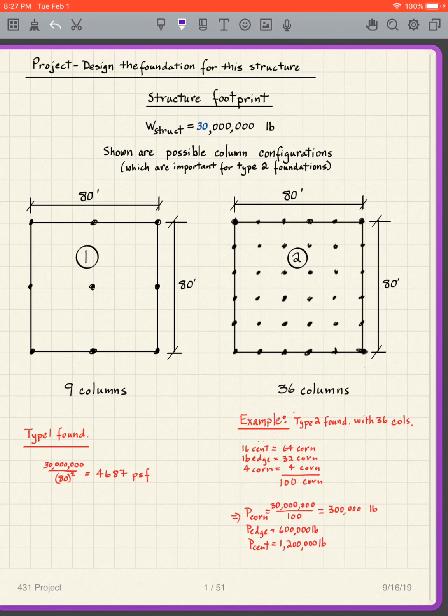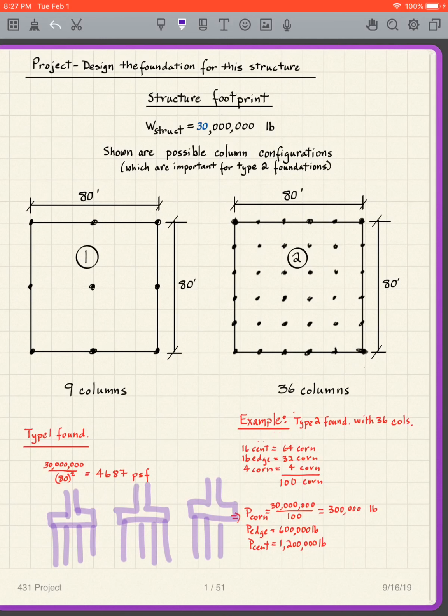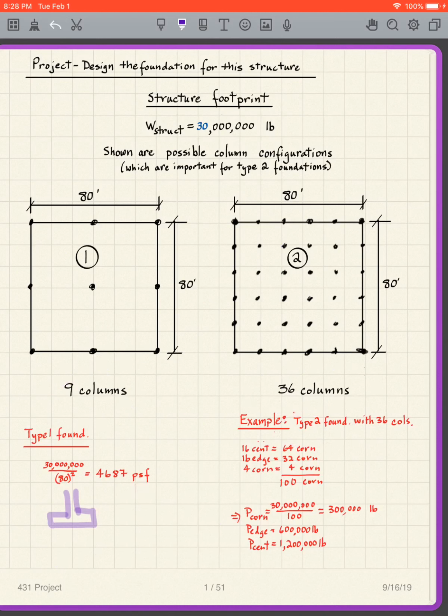Whereas the type 2 foundation, what we're calling a type 2 foundation, is going to have individual columns with basically footings and piles underneath each individual column. So I have a bunch of columns. I may have piles underneath each column. It looks like that. So we need to know how many columns we're going to have for the type 2 foundations. So these are the parameters for this particular design.